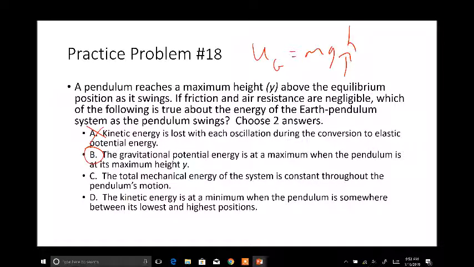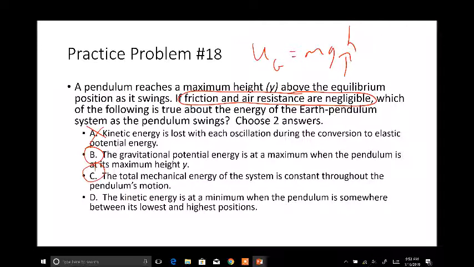C: the total mechanical energy of the system is constant throughout the pendulum's motion. Well, the problem stem tells us that we're ignoring friction and air resistance. In those cases, typically mechanical energy is conserved. Remember, mechanical energy is the sum of the kinetic and the potential. So answer C looks like a valid answer.